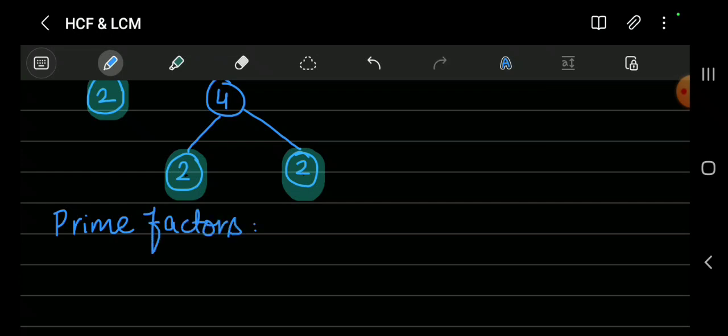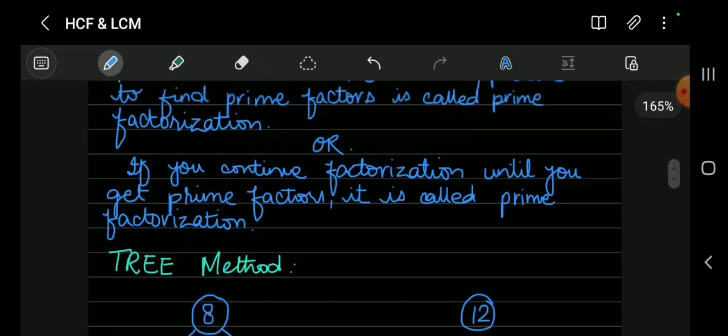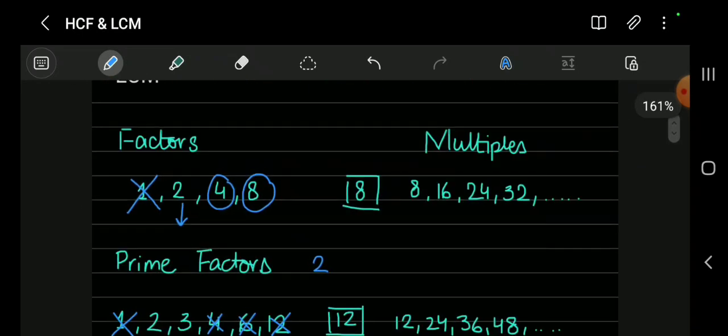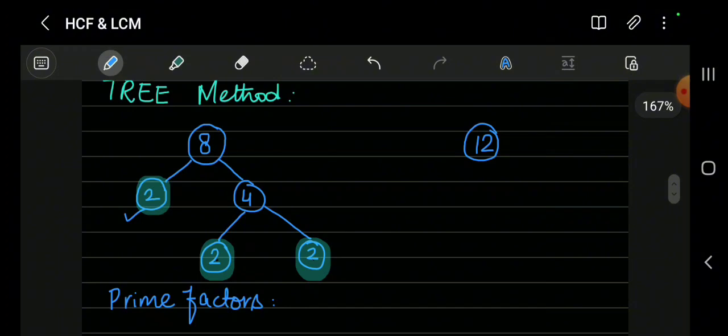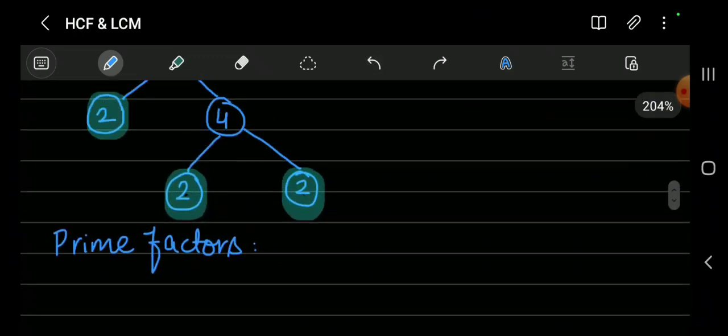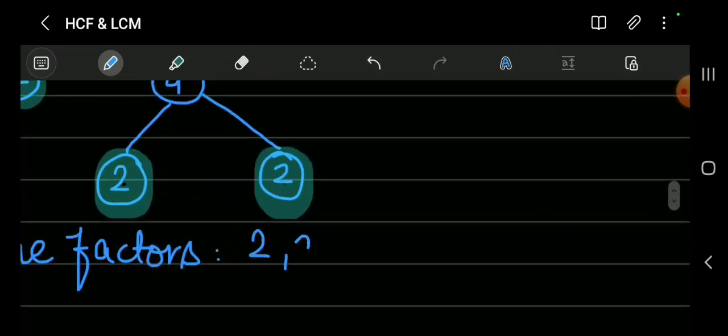Now you can write its prime factors. See, originally what are the factors of 8? Factors of 8 are 1, 2, 4 and 8, but these are not prime factors. If you continue to factorize until you get all prime numbers, it can be 2, 3, 5, 7, any prime number. But if you get all prime numbers at the end of the factorization, then your prime factorization is done. So prime factors are 2, 2 and 2 in this case.